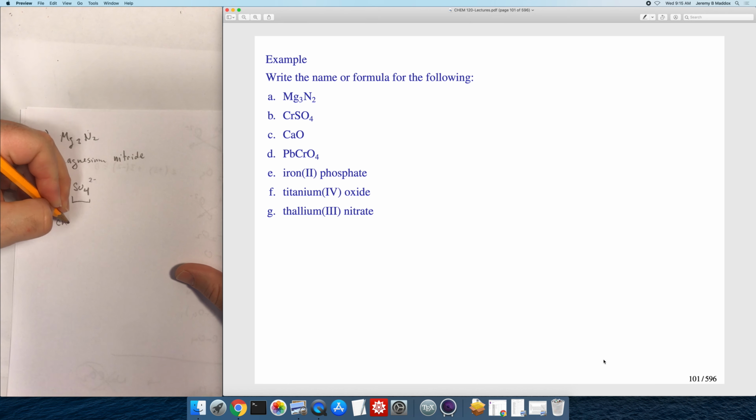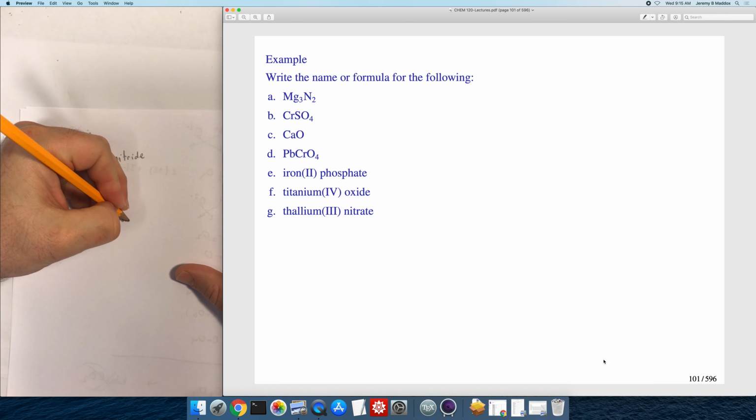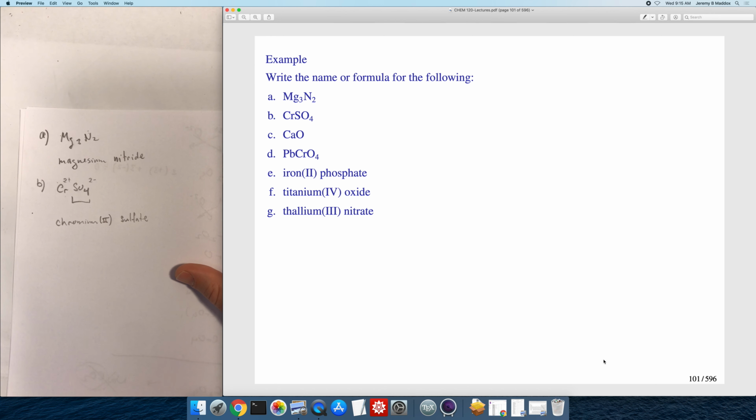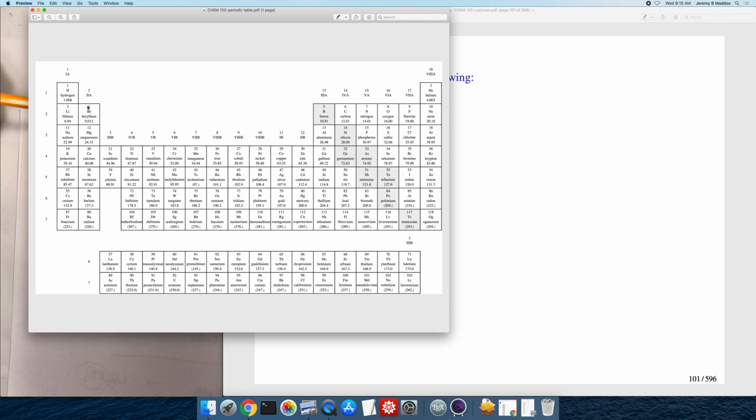So then you would have the chromium(II) sulfate. So that would be the name of that compound. Now, why have I used the Roman numerals here for chromium but not for nitrogen? Again, it has to do with the fact that group 2 cations always form a +2 cation, so you don't need to include the Roman numerals to indicate the charge of the cation.